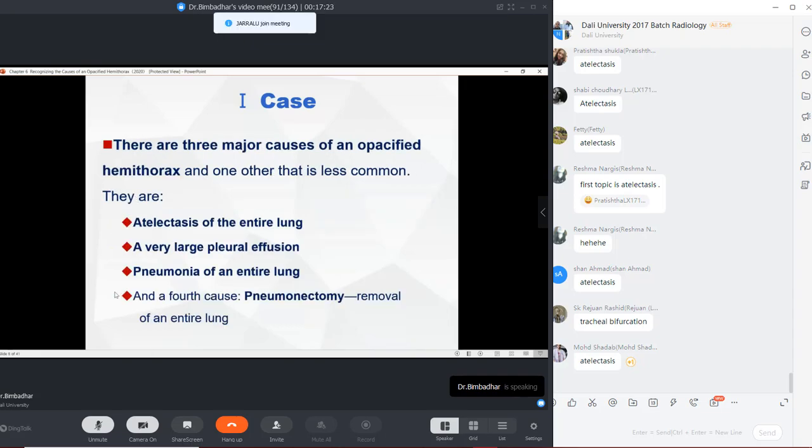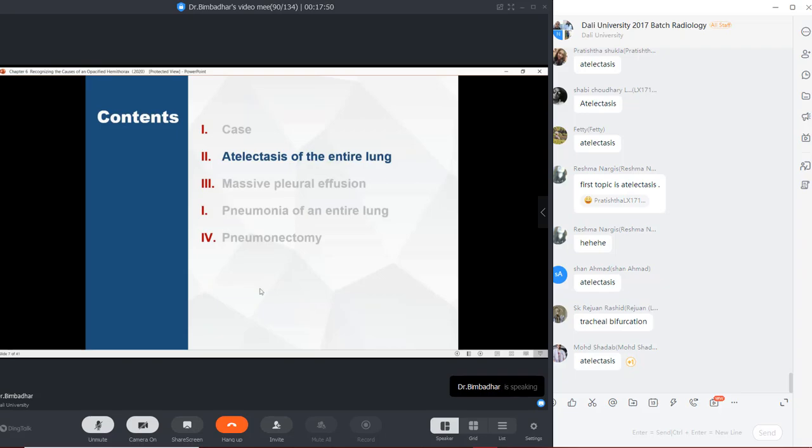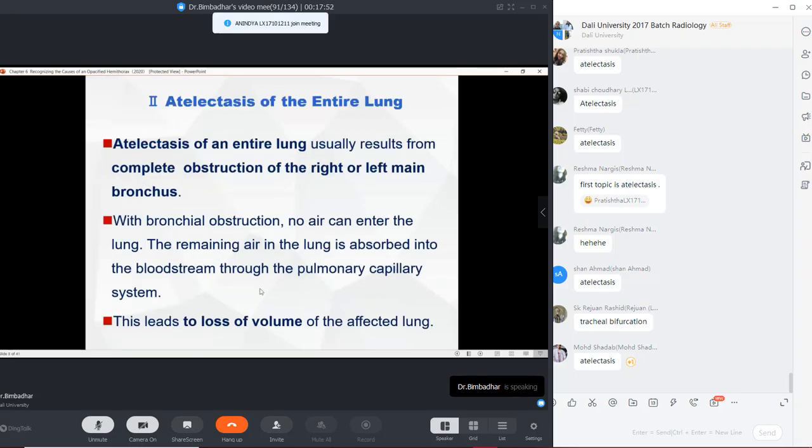There are three major causes: atelectasis, pleural effusions, and pneumonia, and a small cause called pneumonectomy, which is iatrogenic. Iatrogenic in the sense it is done by the doctors. Okay, it is a surgical procedure. So this one also will cause an opacified hemithorax. Atelectasis, pleural effusions, and pneumonias are diseases. Pneumonectomy is caused by a treatment. Okay. So first we will talk about atelectasis.